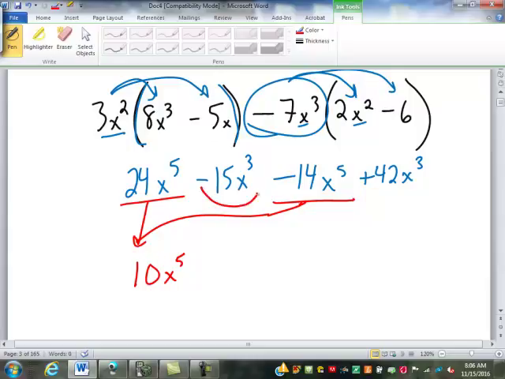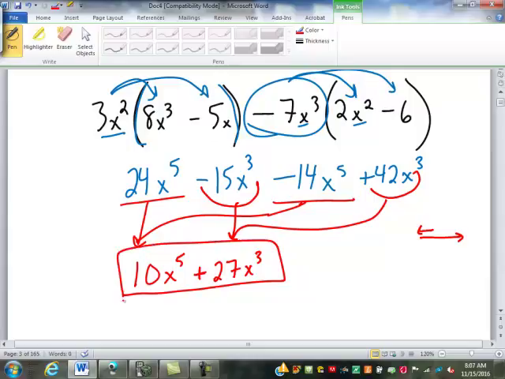Then we've got negative 15x to the third, positive 42x to the third. Negative 15, positive 42 becomes positive 27x to the third. Now notice I had to put the plus in here to link those two digits together, since that's a positive 27. So there it is. How many of you got 10x to the fifth plus 27x to the third? Okay, we maybe need to try one or two more of those.